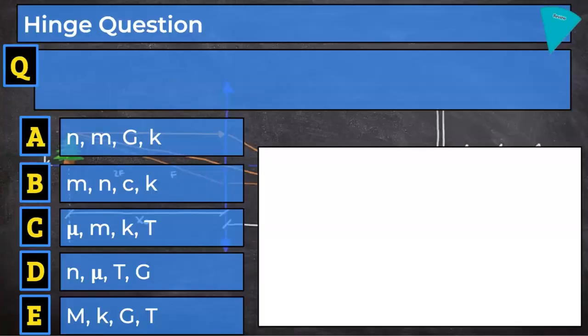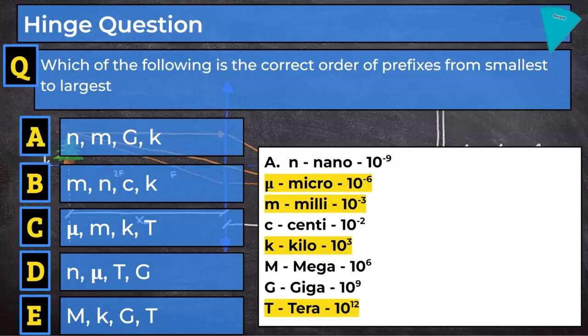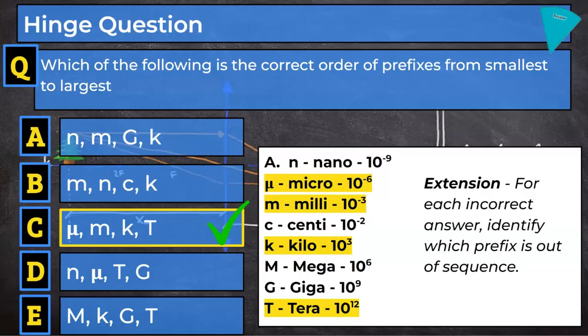Okay. Here is a quick hinge question that you can have a go at. Again, I'll pause the video, consider it, and then the answer will appear in a moment. Okay, just obviously summarising them all. So C is the right answer. Micro, milli, kilo, tera.